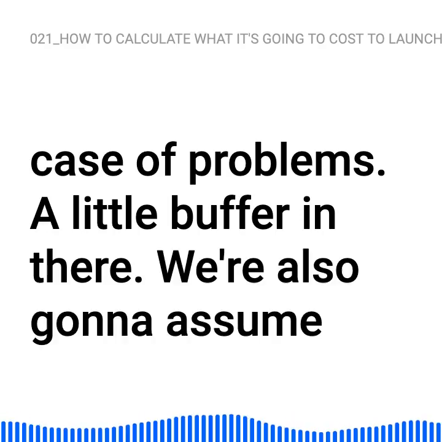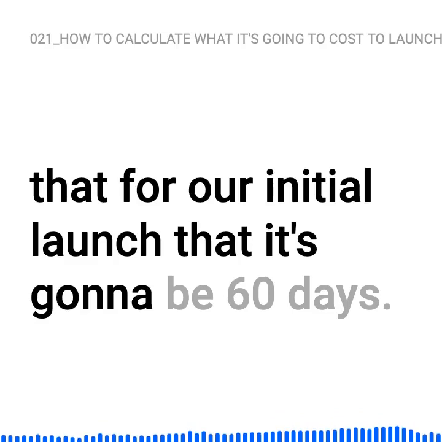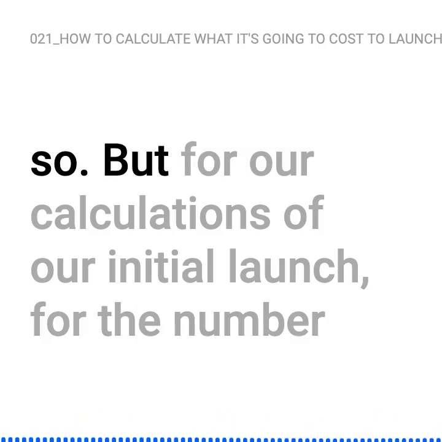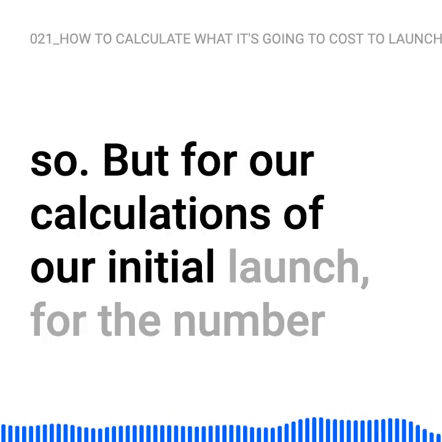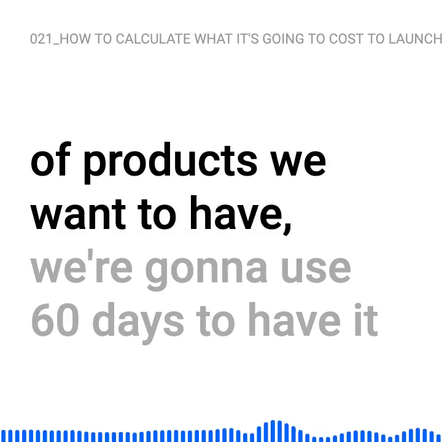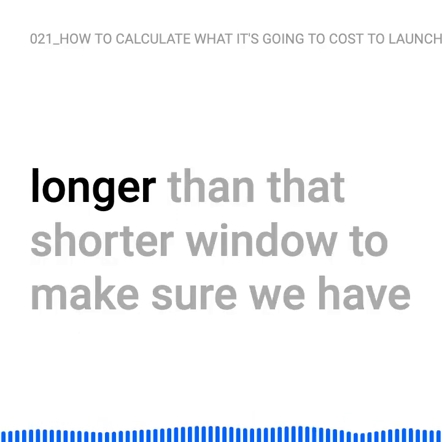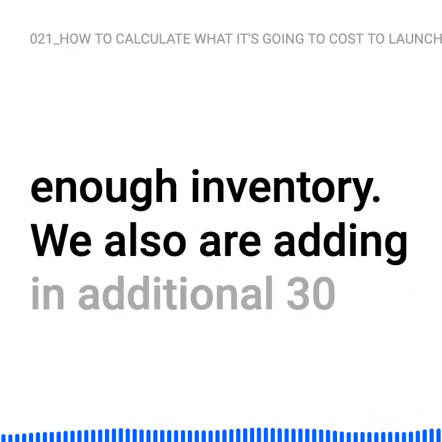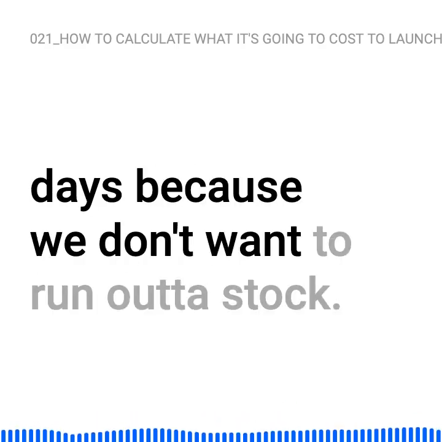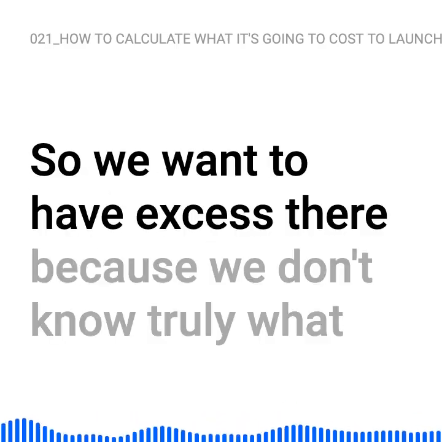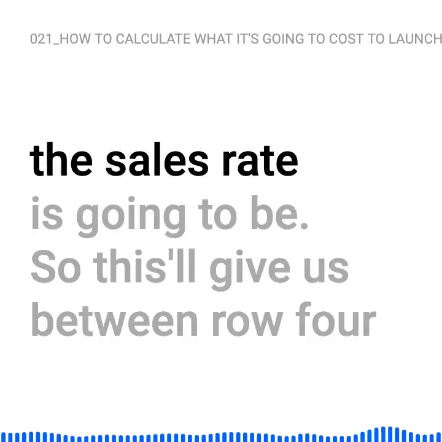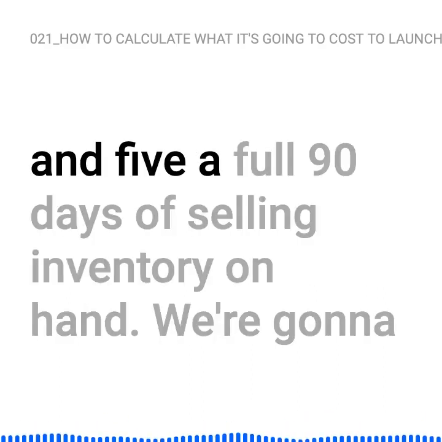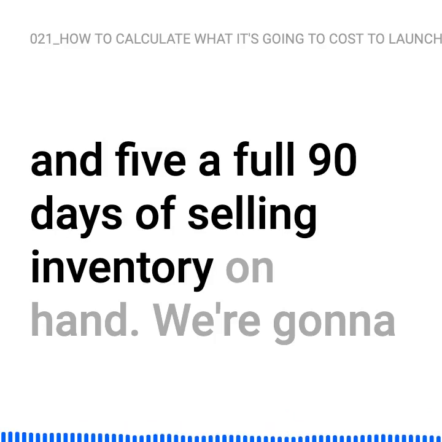We're also going to assume that our initial launch is going to be 60 days. We talked about the honeymoon period being about 30 days or so, but for our calculations of our initial launch for the number of products we want to have, we're going to use 60 days to have it longer than that shorter window to make sure we have enough inventory. We also are adding an additional 30 days because we don't want to run out of stock. So we want to have excess there because we don't know truly what the sales rate is going to be. So this will give us between rows 4 and 5 a full 90 days of selling inventory on hand.